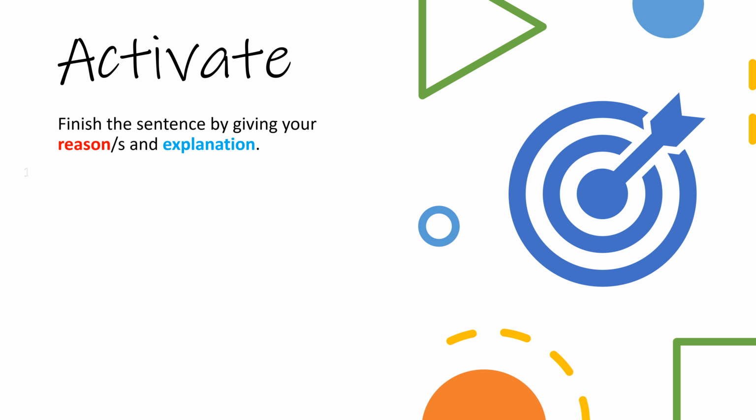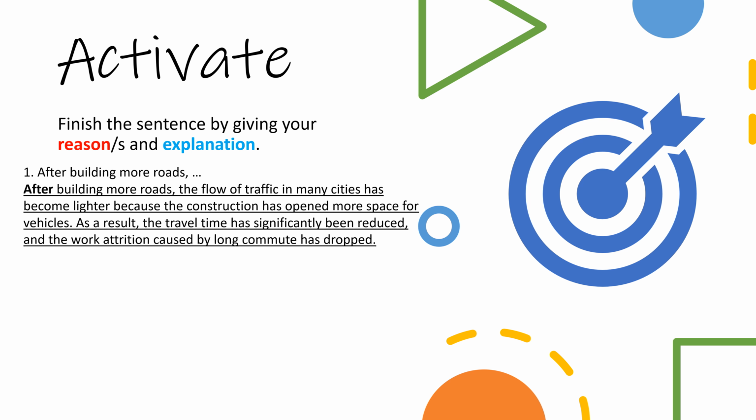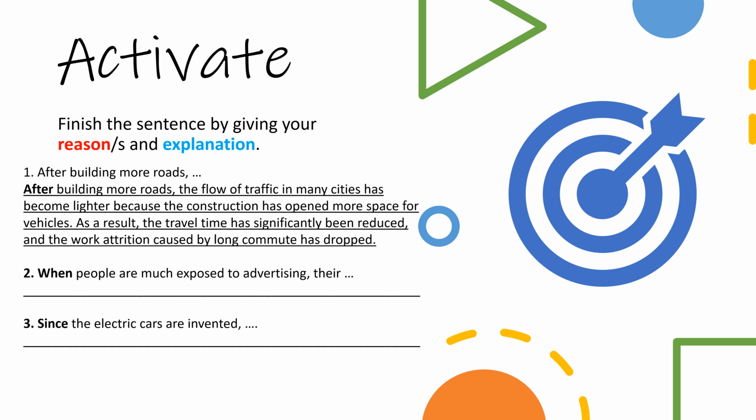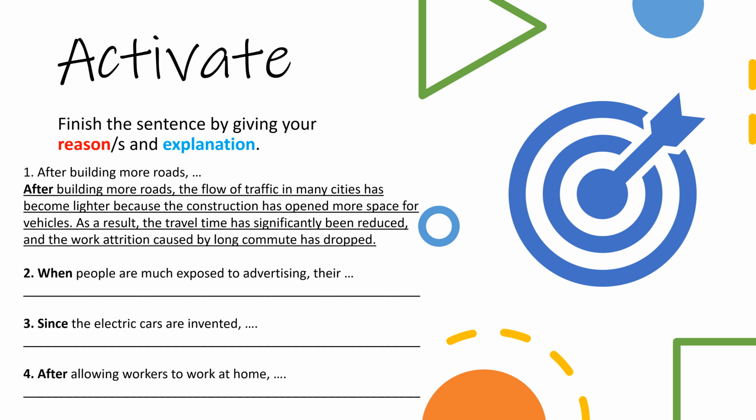So, for example, it says here, after building roads, and the example sentence here, after building more roads, the flow of traffic in many cities has become lighter because the construction has opened more space for vehicles. As a result, the travel time has significantly been reduced and the work attrition caused by long commutes has dropped. Now on your own, I want you to finish these sentences, and I want you to give reasons and explanations of your answer. And you may pause this video when doing this activity.